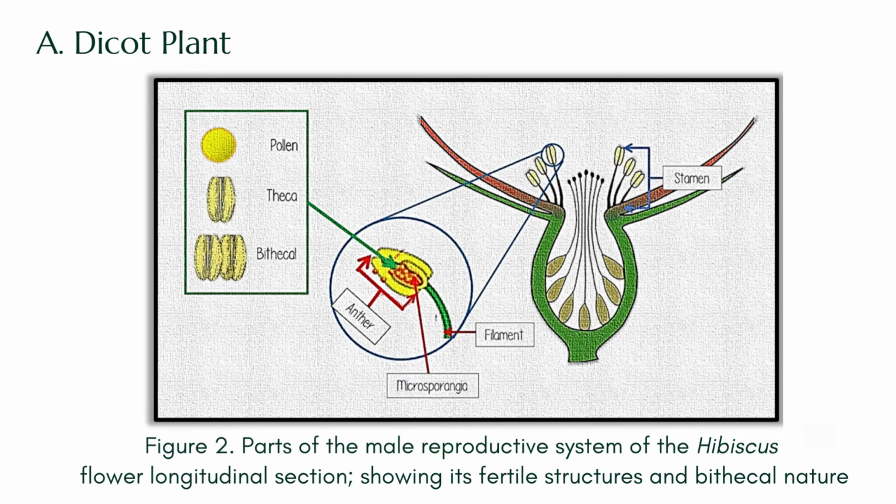Figure 2 shows the parts of the male reproductive system of the hibiscus species, a dicot plant, showing its fertile structures and its bithecal nature. Theca pertains to the pair of microsporangia, and having two thecae, as observed in the flower, means that it is bithecal or tetrasporangiate. The male reproductive system is the stamen that forms a ring around the pistil, which consists of pollen that is located inside the two pollen sacs of the anther. Anther pertains to the part that opens when ripe, releasing pollen for pollination, and the filament is the stalk. The anther is the collective term for pollen and pollen sacs or microsporangia above the filament.